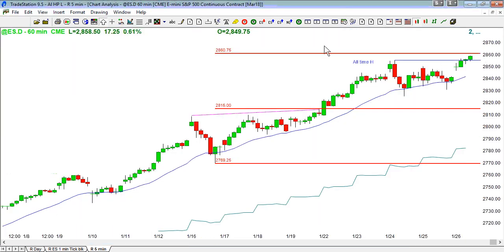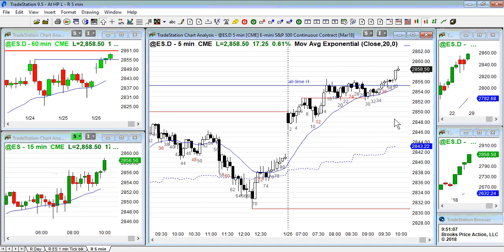60-minute chart, getting close to the magnet. We don't have to stop there. We could break strongly above it, but it's not likely. Look at the bars on the 60-minute chart. Gap up, doji, bull bar, doji, bull bar. Probably bad follow through next hour as well.